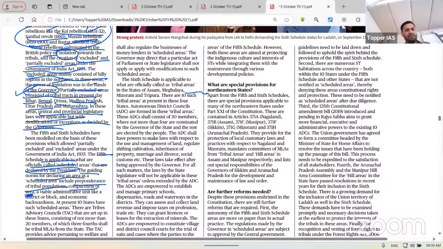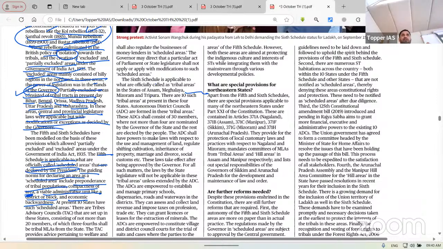Third one, a viable administrative unit like a district or a block. The population should not be such that some villages are in a different district. In one district the population should be high. So an area should be such that it can be declared district-wise or block-wise. Understanding this? So the viable administrative unit like a district or block. And another indicator is economic backwardness. Economic backwardness. Right. Based on these parameters, the President declares some areas in some states as scheduled areas.